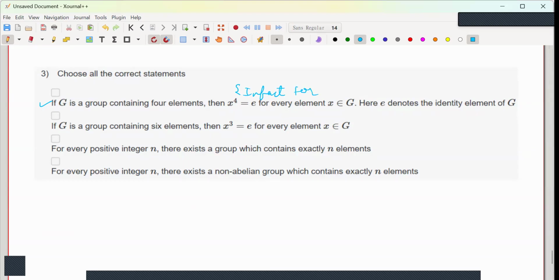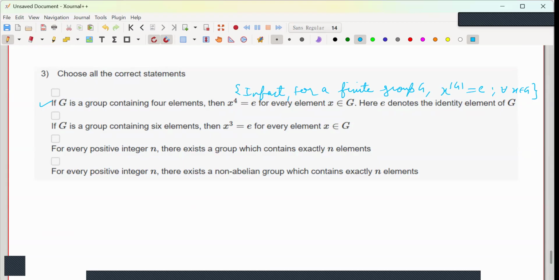In fact, for a finite group G, x raised to the size of G is equal to identity for all x belongs to G, right? So the size is 4, so this will be true.